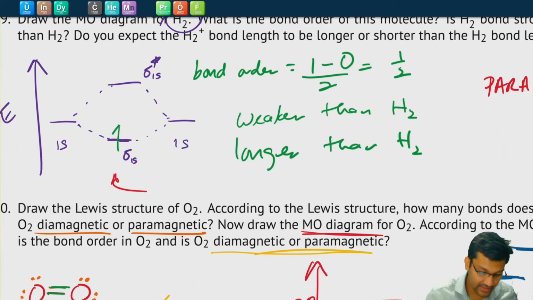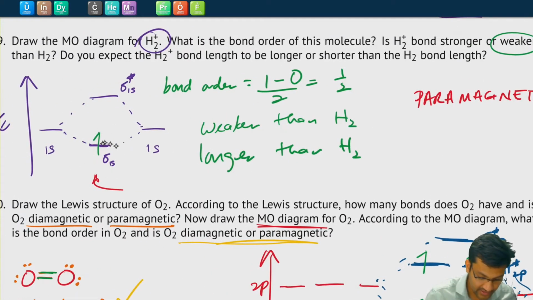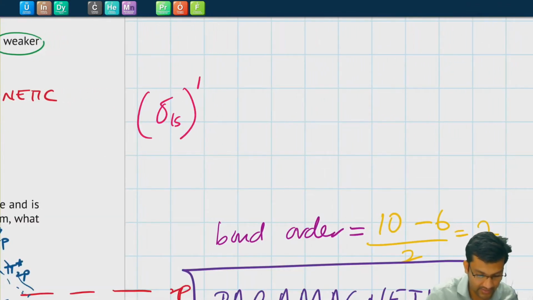All right, let's write the electron configuration for H2 plus. There's only 1 electron, so we'll have sigma 1s, not star, sorry, just the sigma 1s, and there's 1 electron in there. That's the electron configuration.